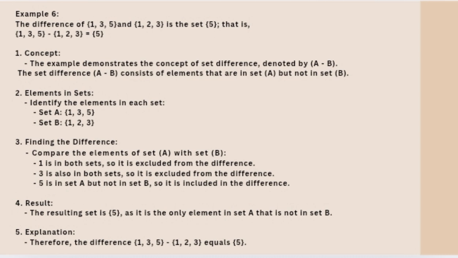The set difference A minus B can be visualized using a Venn diagram, where the shaded area represents the elements of set A that are not in set B. It's important to note that the order of the sets matters in set difference. The set {1, 3, 5} minus the set {1, 2, 3} equals {5}, and the set {1, 2, 3} minus the set {1, 3, 5} equals {2}.